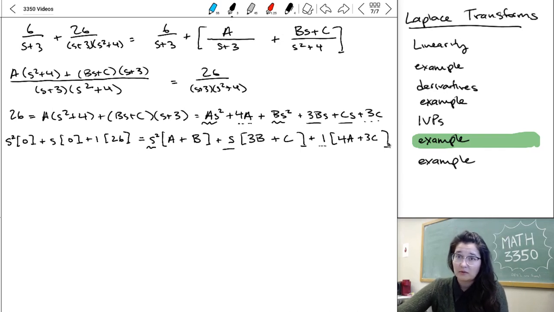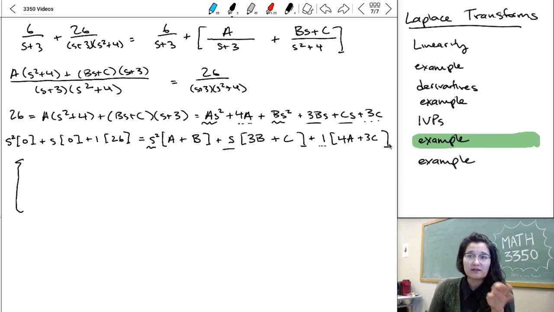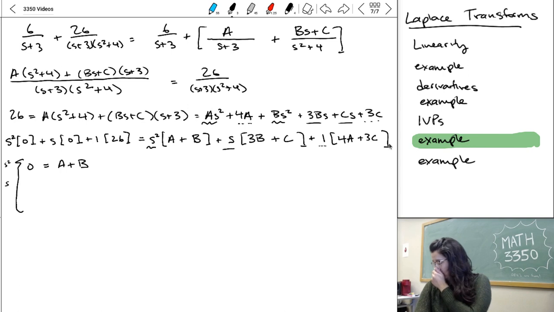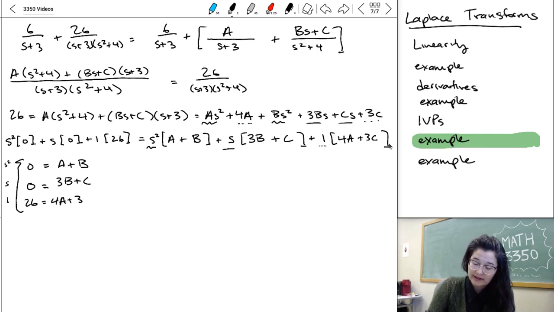Based on the equation that we wrote at the end of last video, we want to set everything equal so that the s squareds are equal, the s's are equal, and the 1's are equal. So on the left, I've got s squared times 0, which should be the same as my a plus b times s squared. Maybe I'll write right here that that came from s squared. Then for my s-type terms, I've got 0 on the left, and on the right I have 3b plus c. And for my constant type terms, I've got 26 on the left, and that should be equal to my 4a plus 3c.